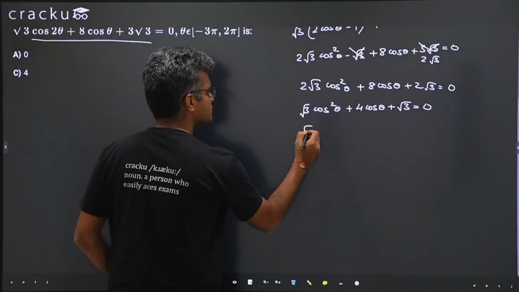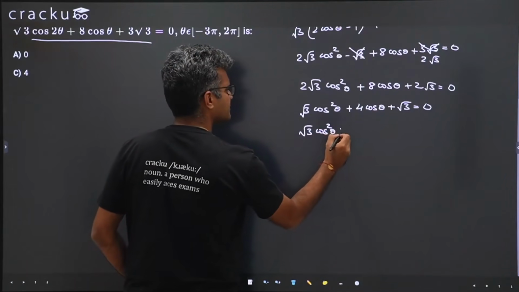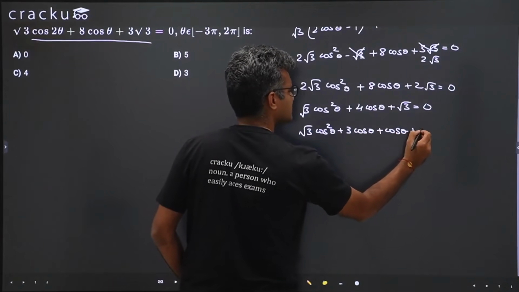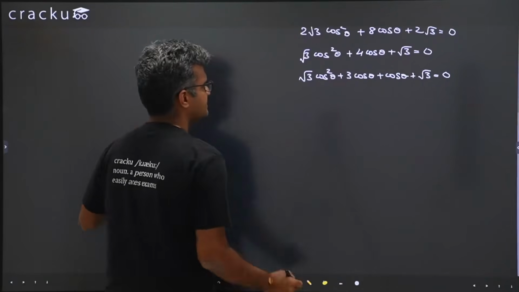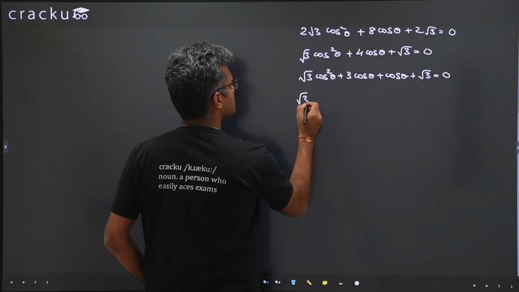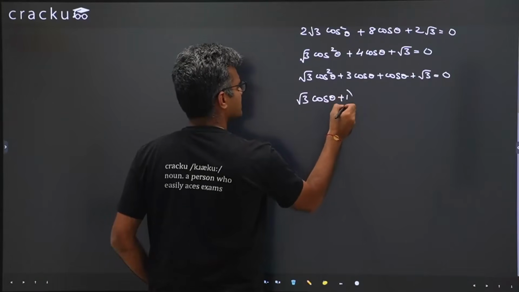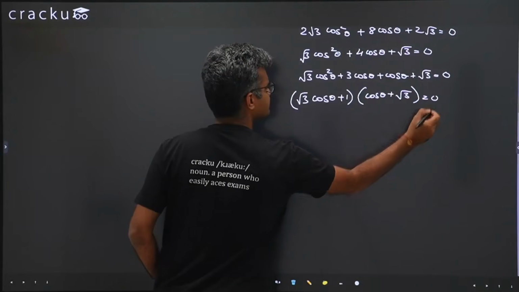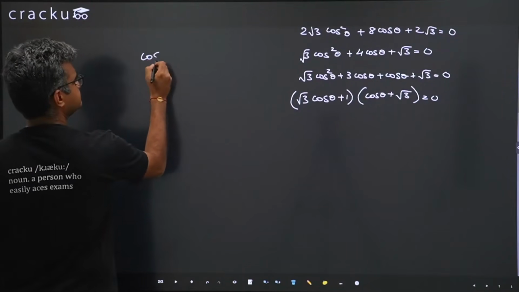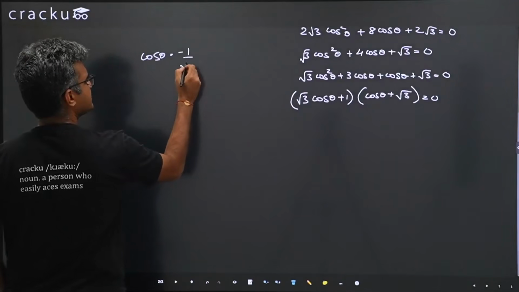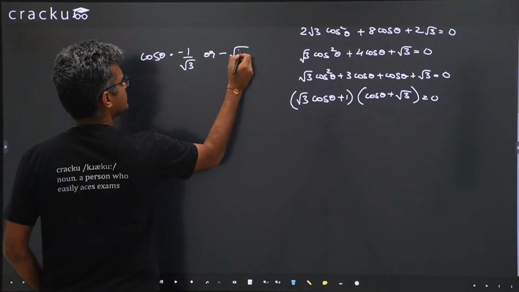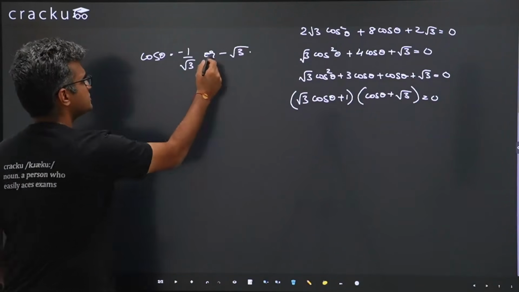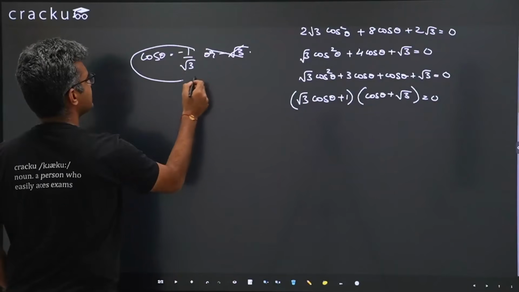We can simplify this as root 3 cos square theta plus 3 cos theta plus cos theta plus root 3 is equal to 0. We can simplify this to root 3 cos theta plus 1 into cos theta plus root 3 is equal to 0. So the value of cos theta is either equal to minus 1 by root 3 or minus square root of 3. Now one thing we know is cos theta lies between minus 1 and plus 1. So this is not true. So the value of cos theta is minus 1 by root 3.